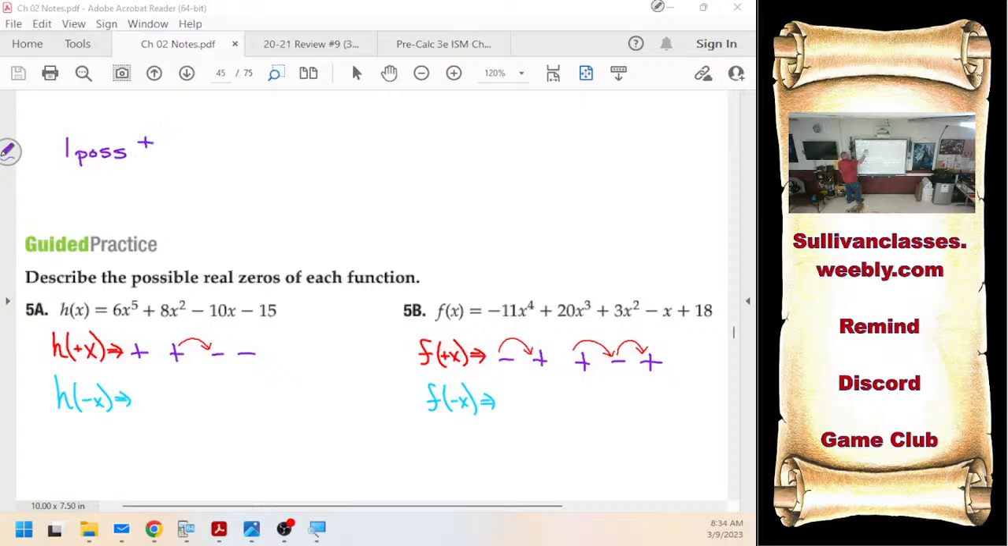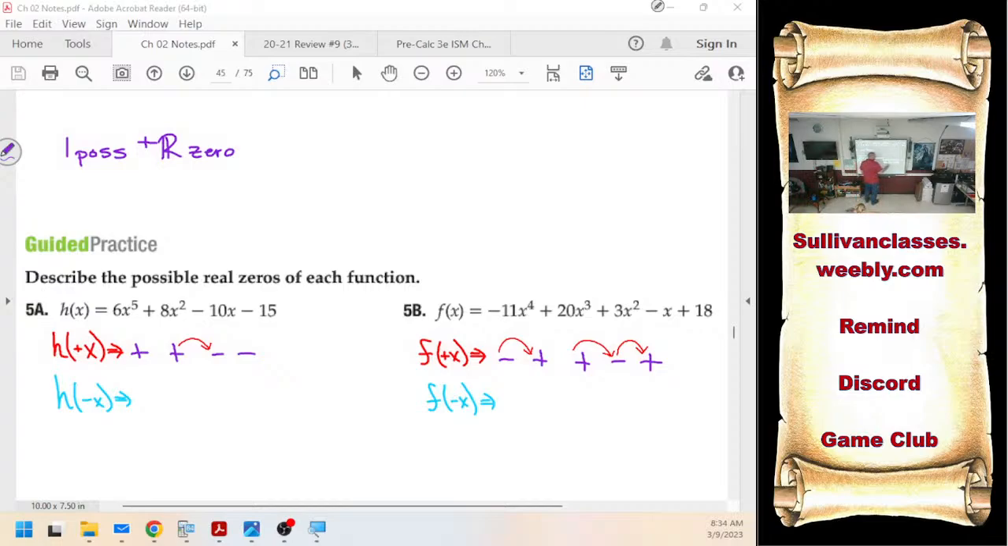Possible positive real 0. Notice it says real 0, not rational. It's just a real 0. It might be cube root of something and a big nasty decimal. But it's real. It's there. I can see it.